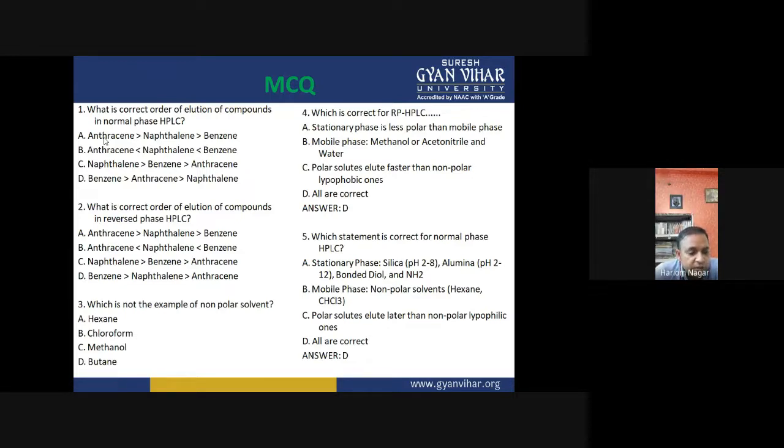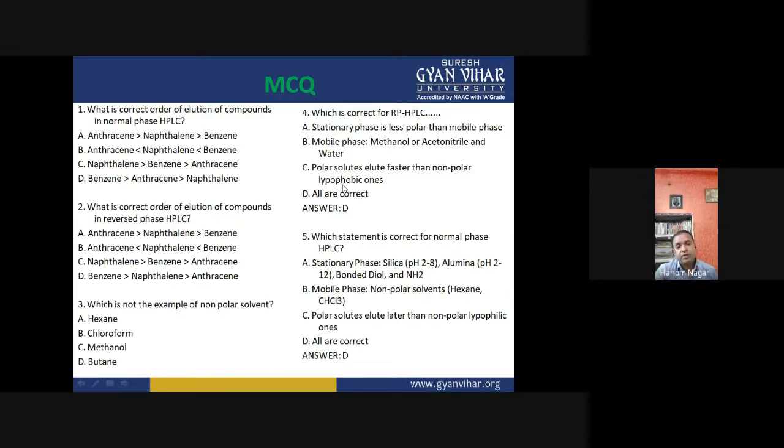Question number 3: which is not an example of a non-polar solvent? Hexane, chloroform, methanol, and butane. Which is polar? Is hexane a polar solvent? Is chloroform a polar solvent? Is butane a polar solvent? No. The most polar solvent is actually methanol, so methanol is not a non-polar solvent.